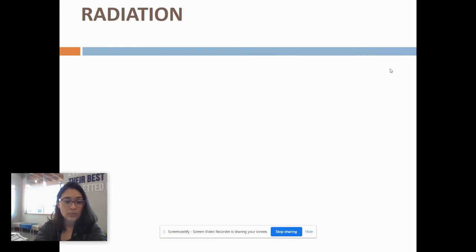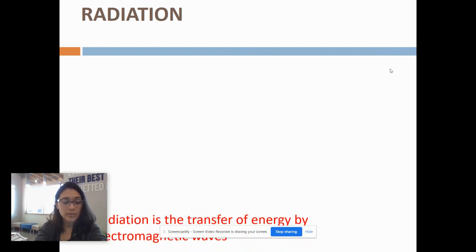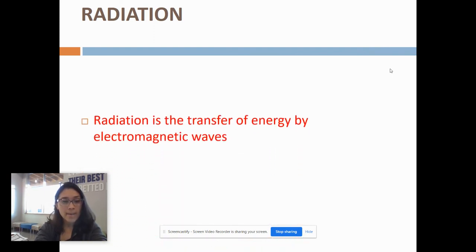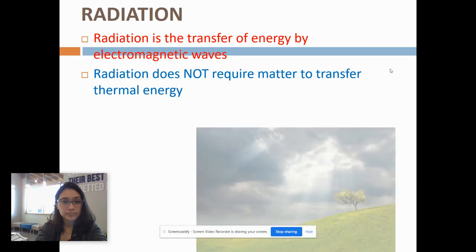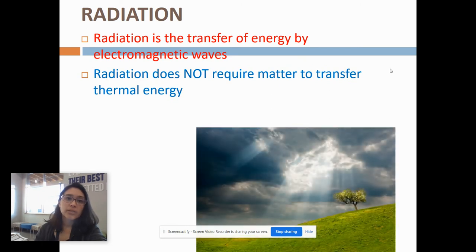So let's move on to radiation. Go ahead and write the radiation definition. Radiation is the transfer of energy by electromagnetic waves or light. Remember, light is electromagnetic energy. So this is through light, like the sun.